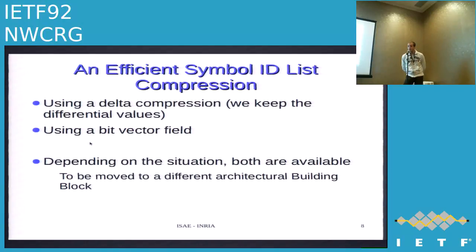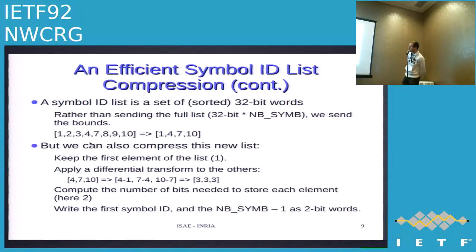Next slide. So what is a source ID list? It's just a set of sorted 32-bit words. Rather than the full list, here I give an example: you could send the bounds, so you divide the size by 2, but you can also compress this new list, and you will reduce the overhead. There are plenty of ways to compress a set of sorted integers. We gave just one example.